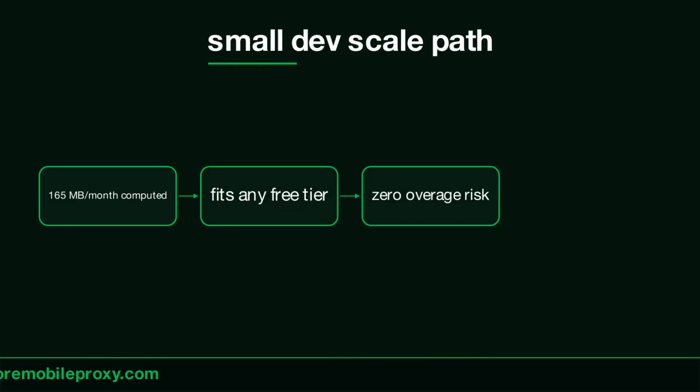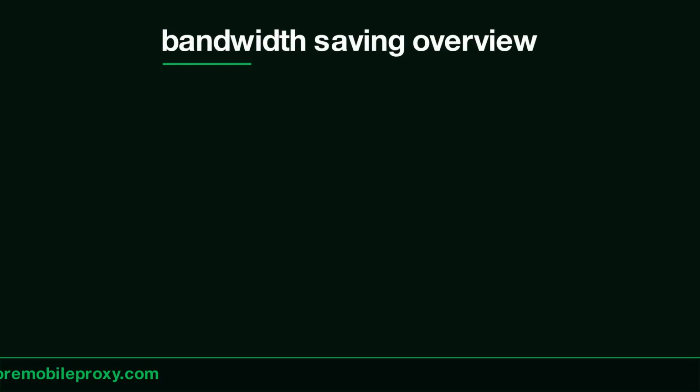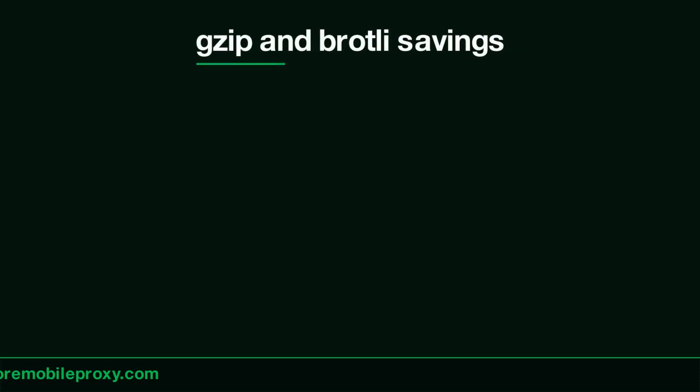Example, small web exploration. Developer testing scrapers on 1,000 small JSON APIs daily, 5 kilobyte responses, 10% retry, daily 5.5 megabytes, monthly 165 megabytes, effectively free. Any proxy plan minimum is 1.5 to 5 times that.